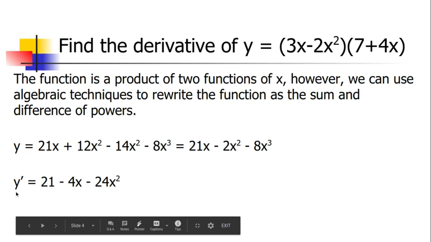Okay. And we can leave it like this. We don't have to factor it or do anything special to it. We can just leave it as y prime equals. All right, so let's take a look at another example.